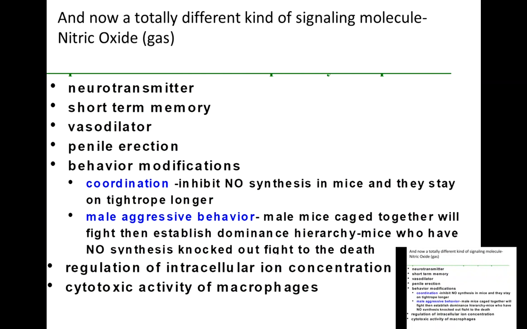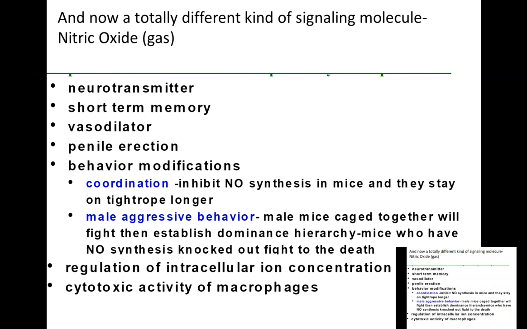It's a vasodilator, and as a vasodilator, is important in penile erection. We'll talk about that in this podcast. And by manipulating nitric oxide signaling, you can manipulate behaviors such as coordination.